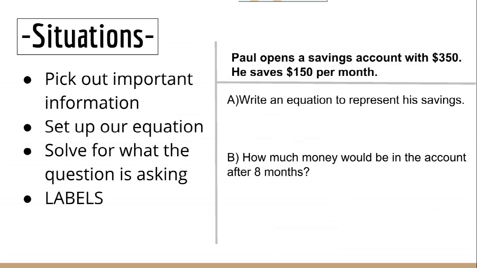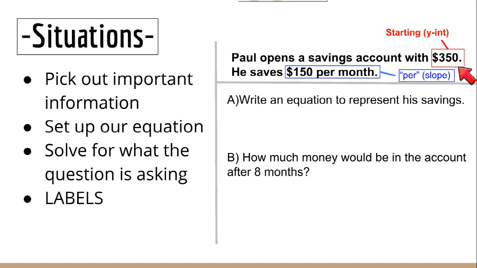So over here to the right we have this situation that says Paul opens a savings account with $350. He saves $150 per month. They want us to write an equation and know how much money would be in the account after 8 months. So the first thing we're going to do is pick out the important information. We know in this problem the important information is this $350 and this $150 per month.